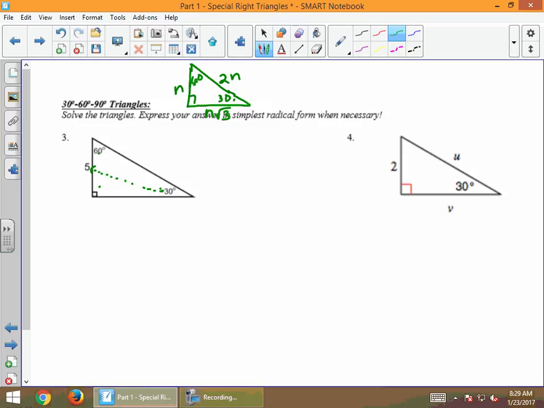Okay, so again, we know the side across from our 30 is 5. To get the side across from your 60, so this side right here, you literally just have to take 5 and write radical 3 next to it. All you have to do. And then to get your hypotenuse, the side across from your 90, you just multiply that short side by 2. So 2 times 5 is 10.